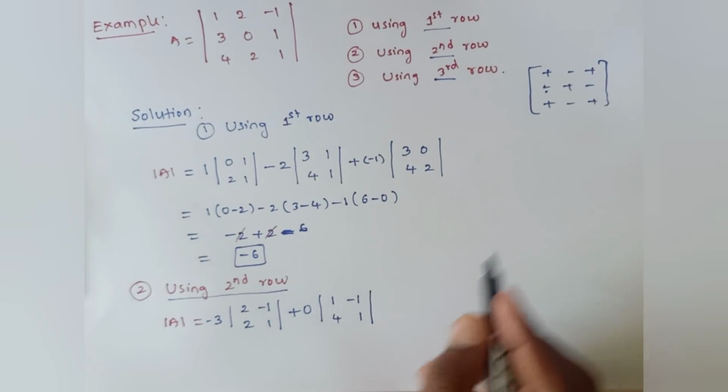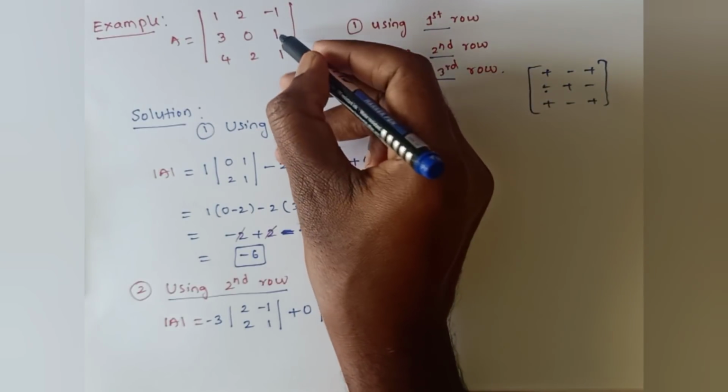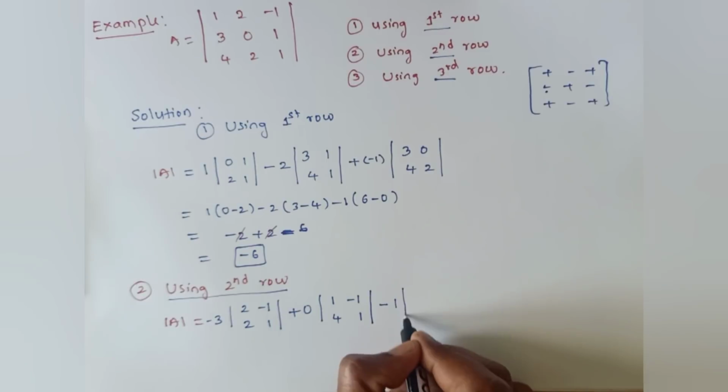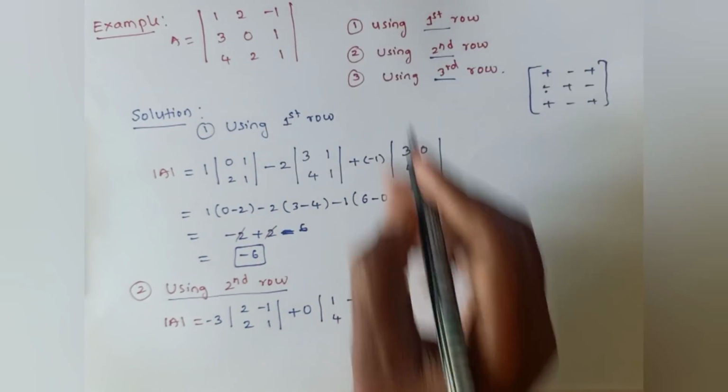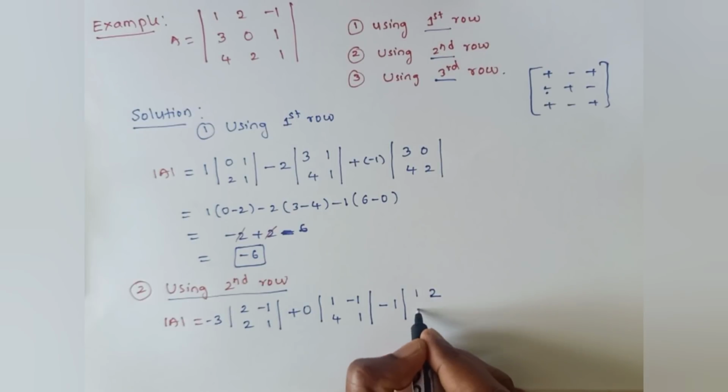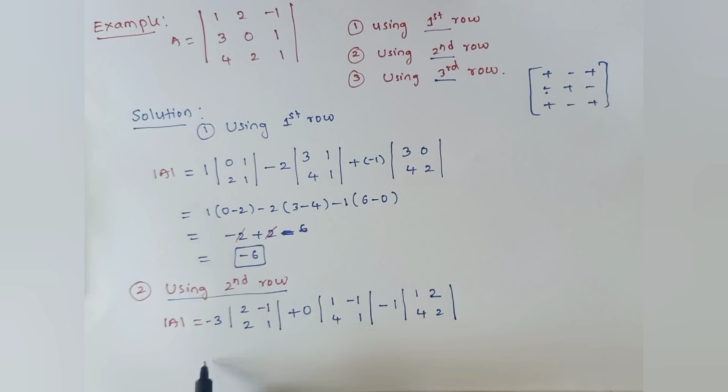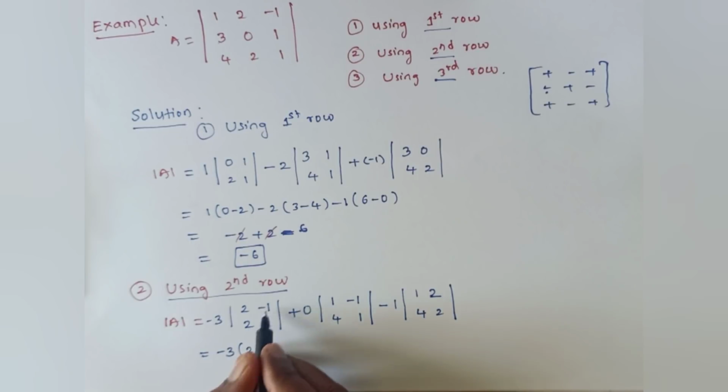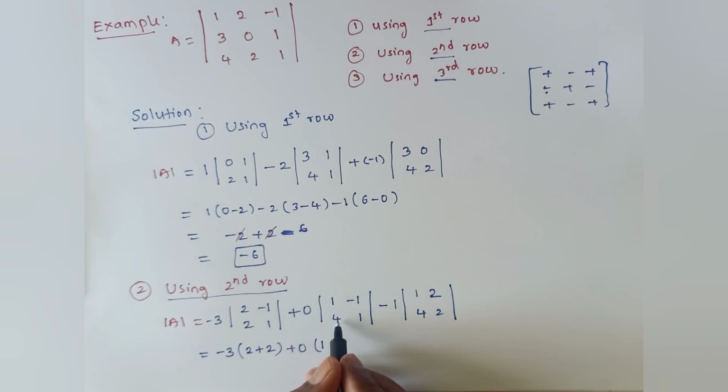1. Next sign is minus. Here the element present is 1 into, by deleting this row and this column, we get the elements 1 2 4 2. Then this equals minus 3 times 2 into 1 2 minus 2 into minus 1, so it is plus 2, plus 0 into 1 into 1 1 minus 4 into minus 1, which is plus 4, minus 1 into 2 minus 8.